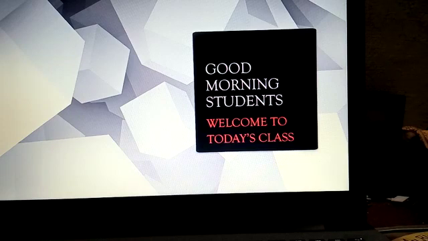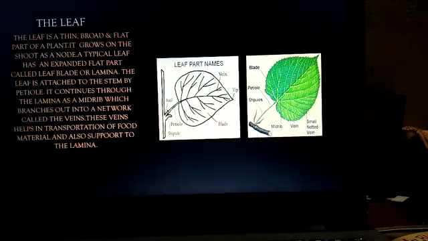In our last class, we discussed the root system and shoot system. In the shoot system, we discussed the stem, right? Now, let us go to the next part of the stem, which is a very important part of a plant, that is a leaf.